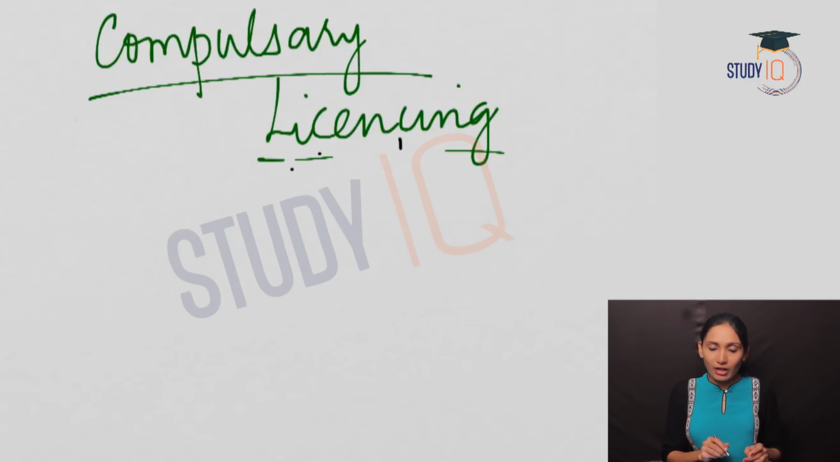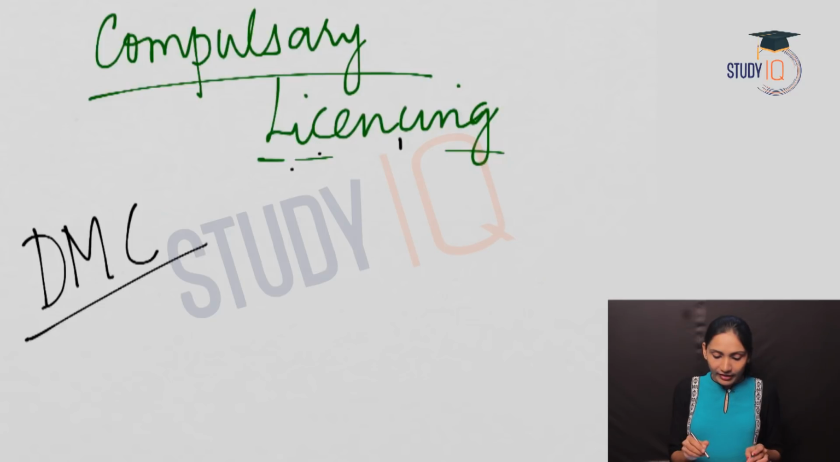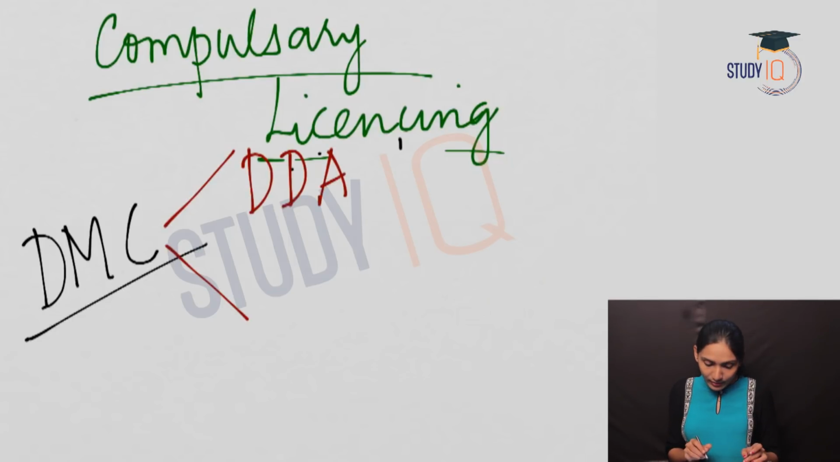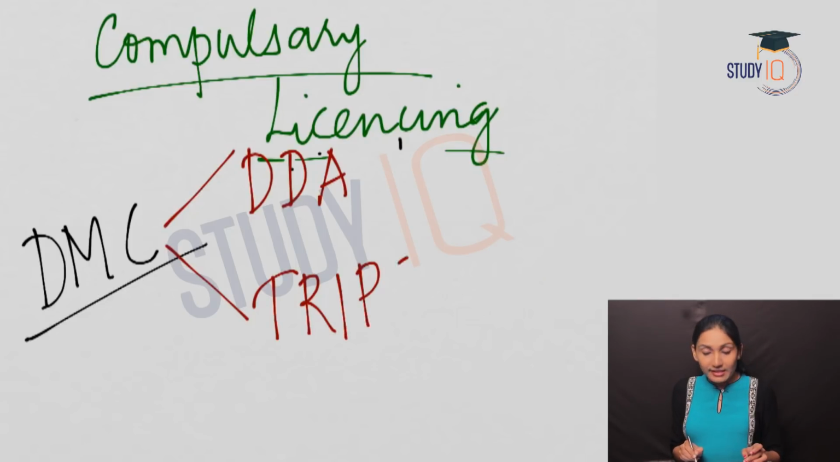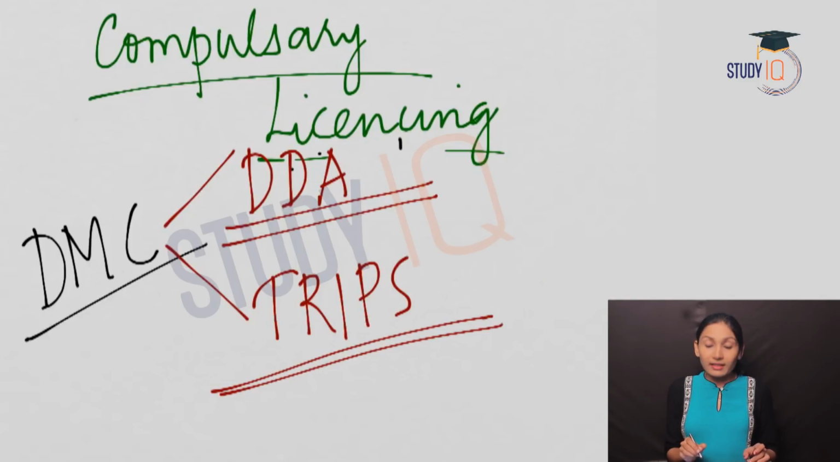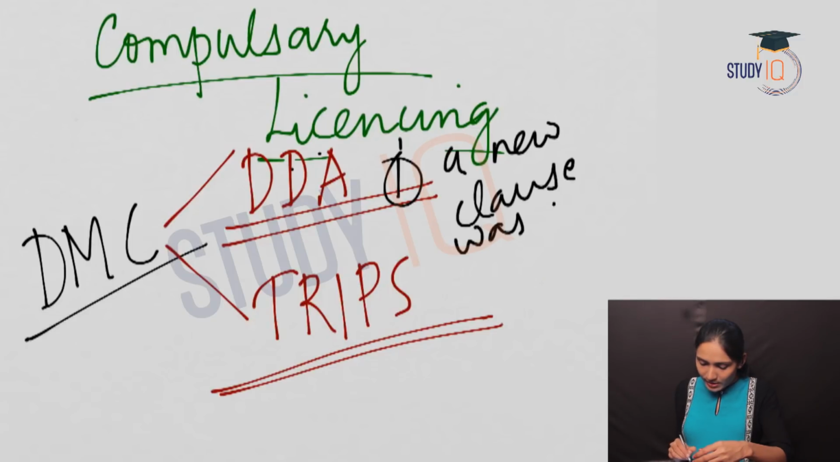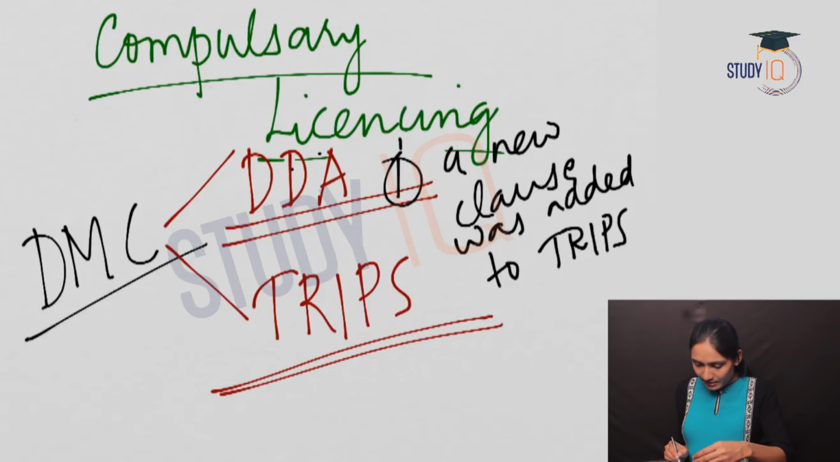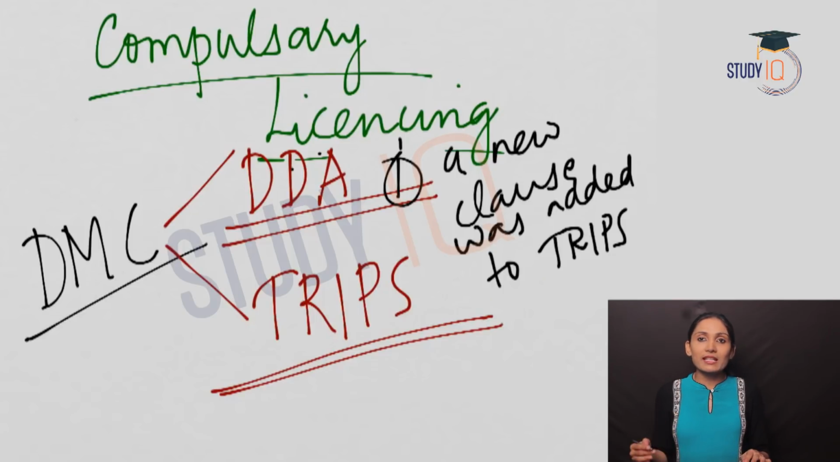Under the Doha Ministerial Conference, we have seen two important declarations. The first one was known as the Doha Development Agenda, and the second one was related to the TRIPS, Trade Related Intellectual Property Rights. Under the Doha Development Agenda, we have seen what were the favorable negotiations for the developing countries as well as for the developed countries. And under the favorable negotiations for the developing countries, we said that a new clause was added to TRIPS, and the clause was known as TRIPS versus public health.